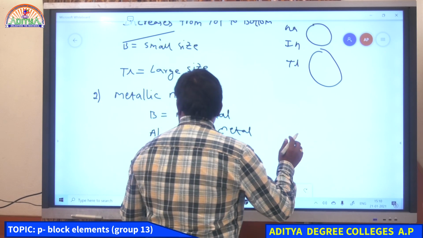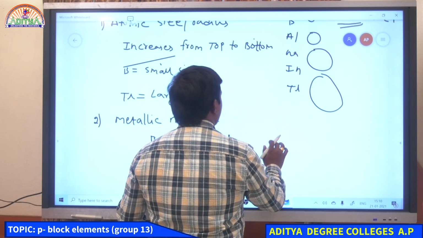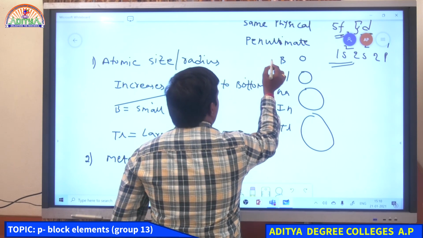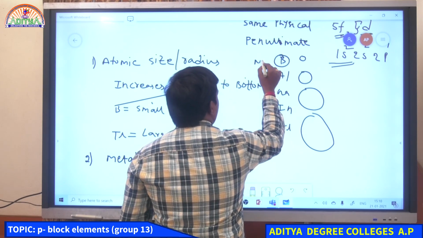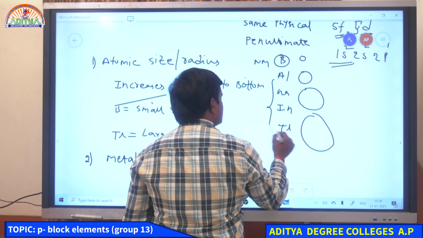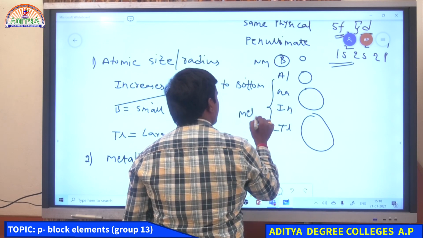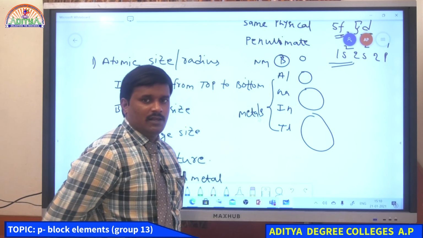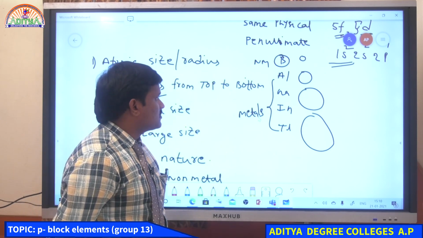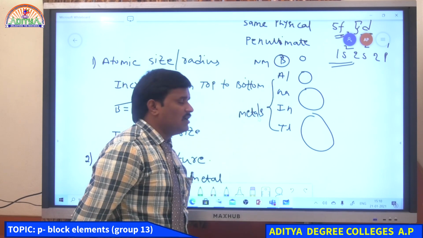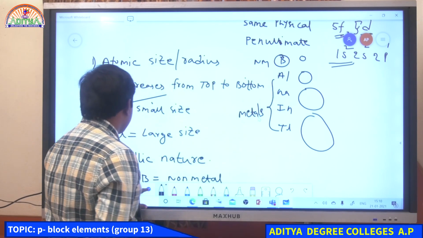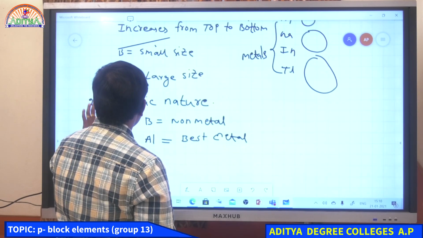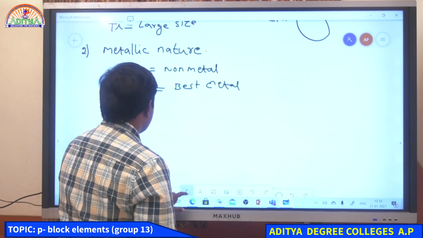So boron is a non-metal, whereas metallic nature increases down the group. All the others are metals, in which aluminum is the best metal in the boron family. Out of all these, aluminum is the best metal. And then the third character.